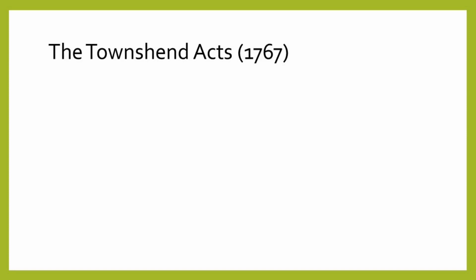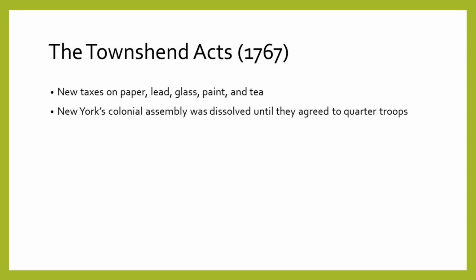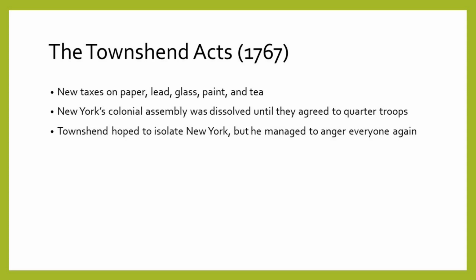In 1767, Charles Townshend passed a new set of taxes on paper, lead, glass, paint, and tea. At the same time, Townshend dissolved the New York Assembly, hoping to pressure them into obeying the law about quartering British troops. Townshend believed that by singling out just New York, he could isolate them from the other colonies and force them to bow to pressure. But instead, Massachusetts began advocating for opposition to all new taxes from Parliament, and the other colonies eventually rallied behind them. Townshend's last major act was to establish a commission in Boston to prevent smuggling.